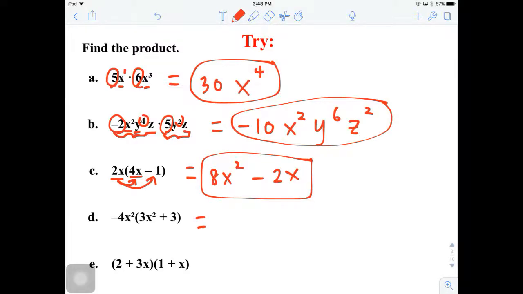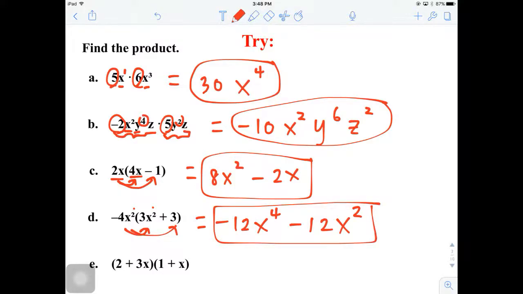So next one, we have a monomial times a binomial again. So we're going to distribute. We have negative 12, and then we have x to the 2 and 2 gives us 4. And then we distribute negative 4x squared times 3 gives us a negative 12x squared, and end of that problem.